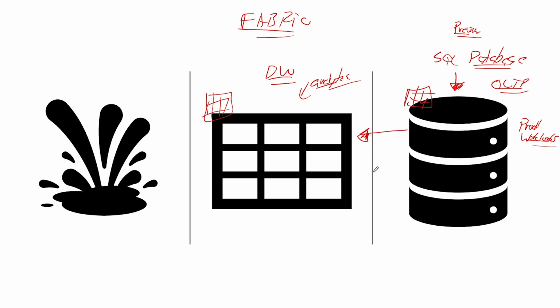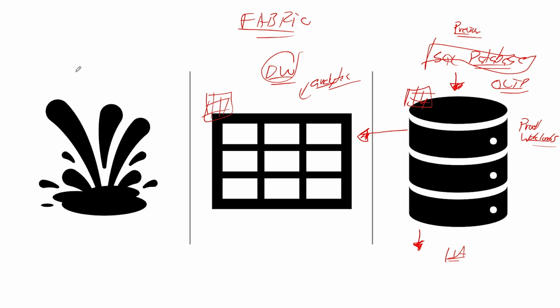Oftentimes, data is offloaded from here to there. Why? Because we don't want people mucking in our daily production work. Because when people muck, things go wrong, it goes down. It costs the company tons of money. Here we are. We've got the data warehouse. We've got the SQL database as a part. All right. These are the core data architectures everyone has in the organization.